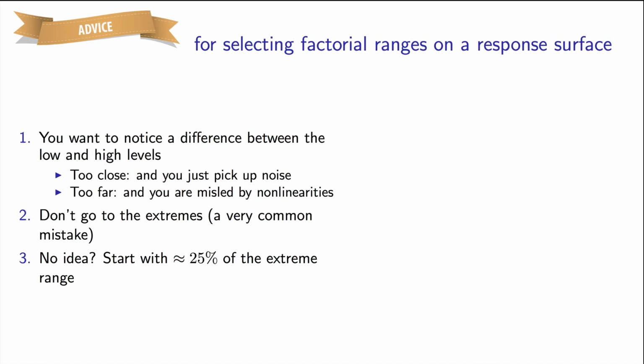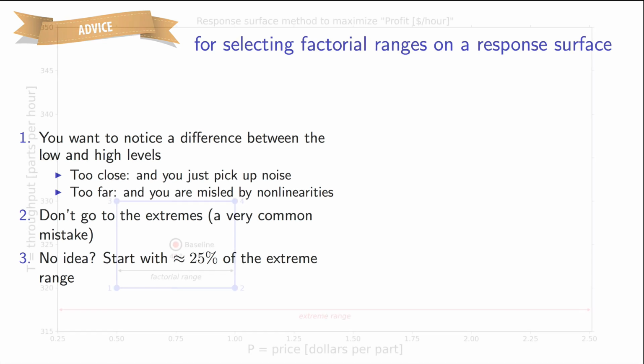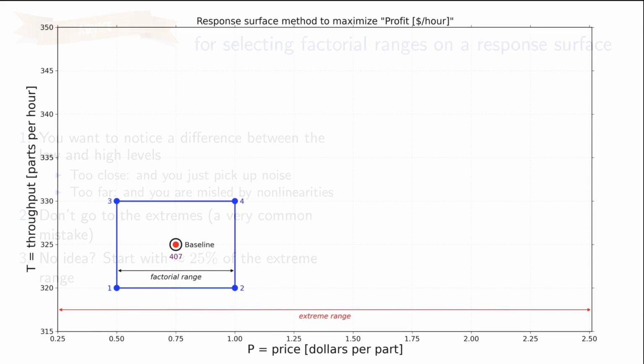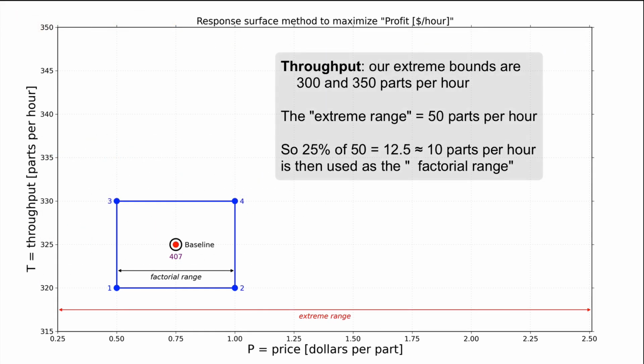if you're really stuck, pick a starting factorial range that is about 25% of the extreme range you calculated in the prior point. In this example, our equipment cannot really go much lower than 300 parts per hour and cannot exceed 350 parts per hour due to safety issues. These are the physical limitations in the equipment's design. That's an extreme range of 50 units, so 25% of that is 12.5, and I'm going to round that down to 10. So my lower limit for the starting factorial is 325 minus 5, and my upper limit is 325 plus 5. That's how I came to that range.